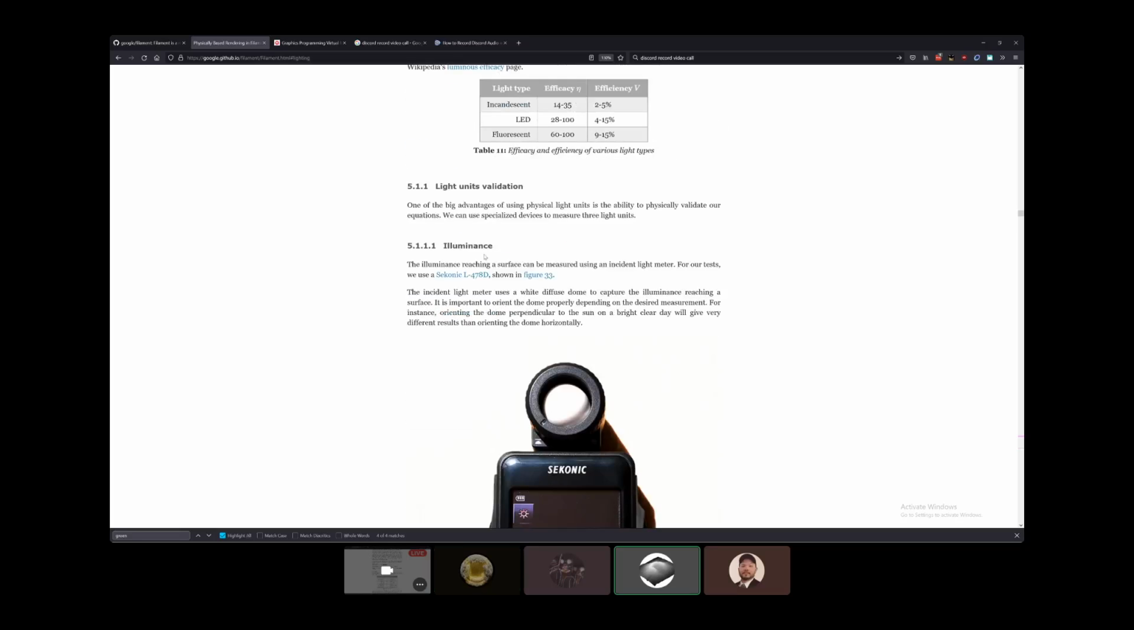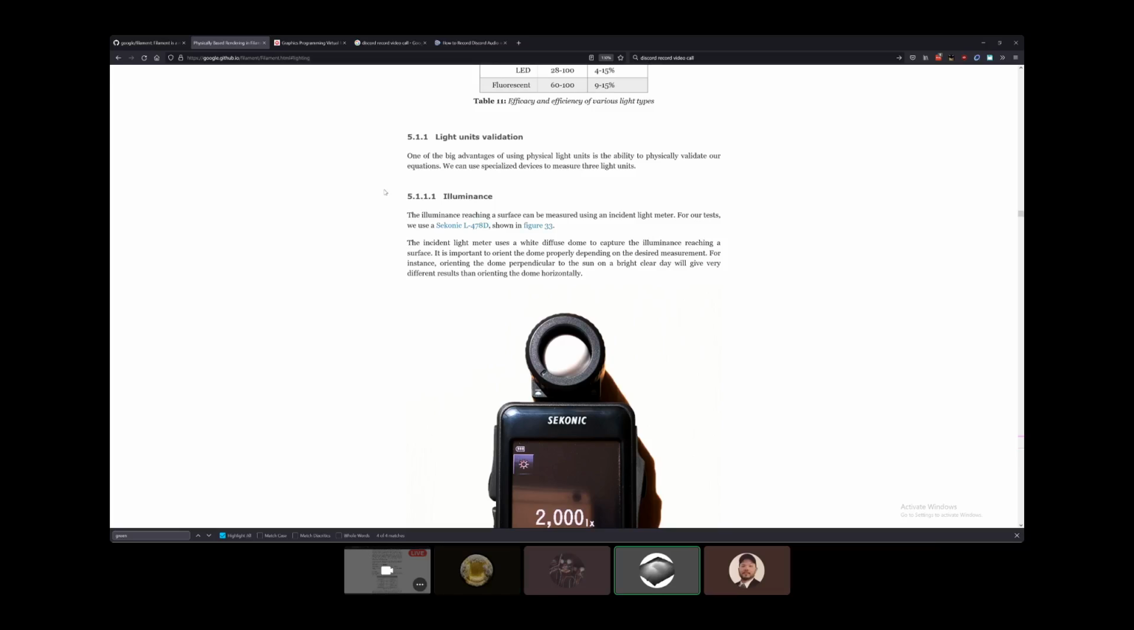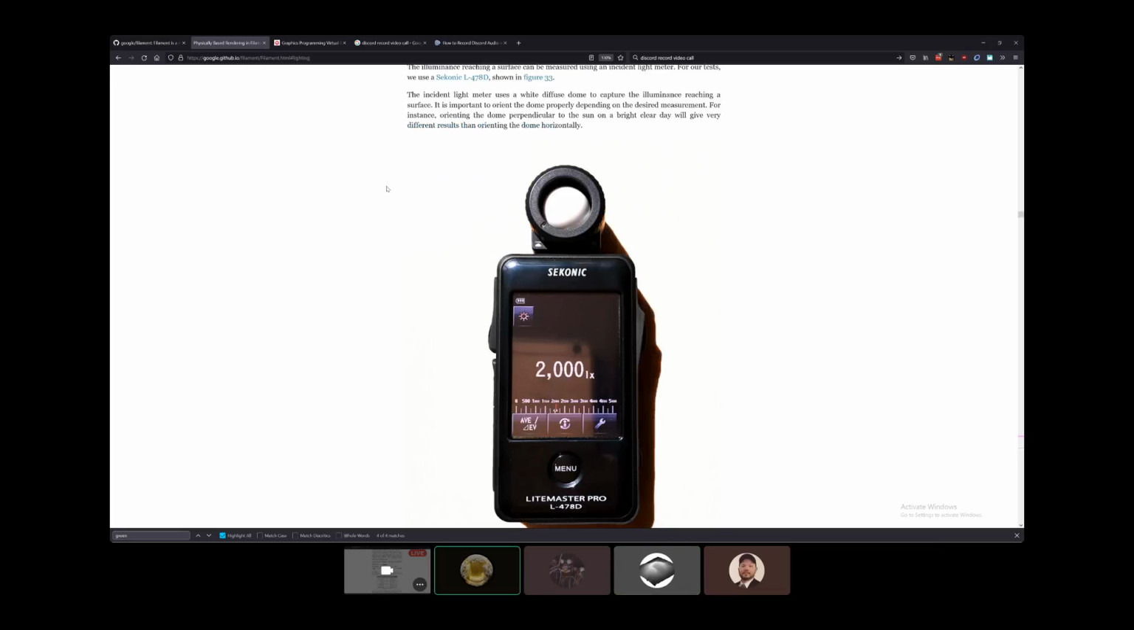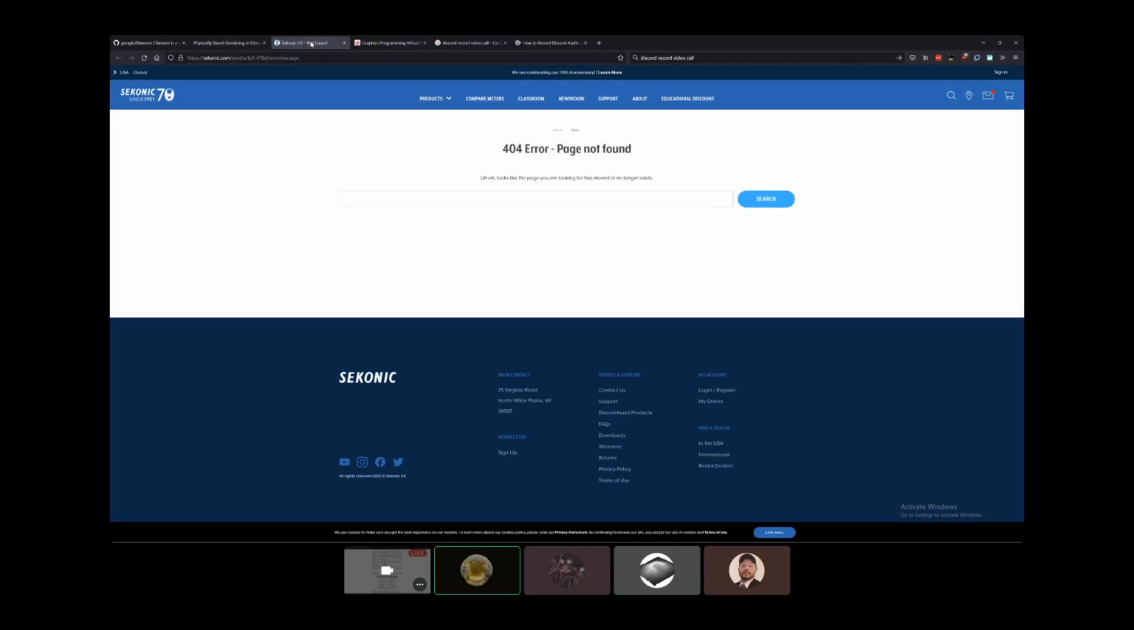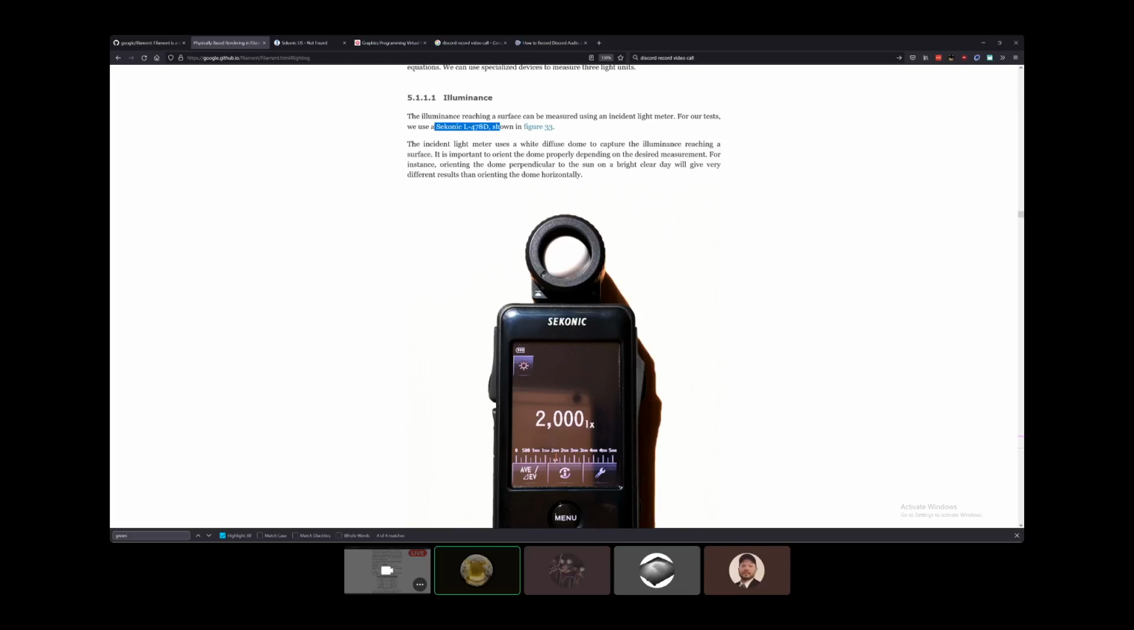Anyways, okay, I'm getting distracted. They try to validate their equations and they have fancy equipment that I wonder how much costs. Imagine not cheap. Those types of references are not cheap.